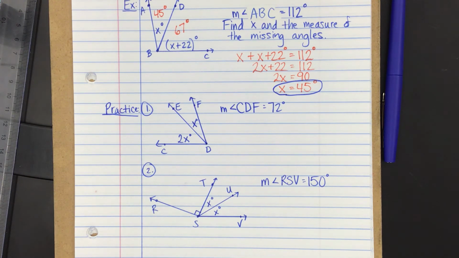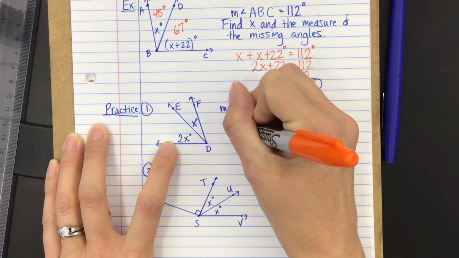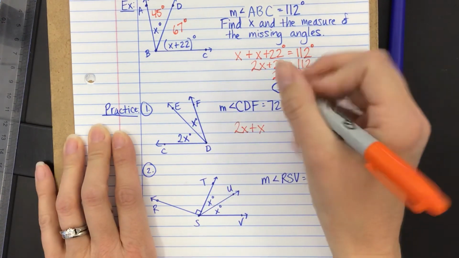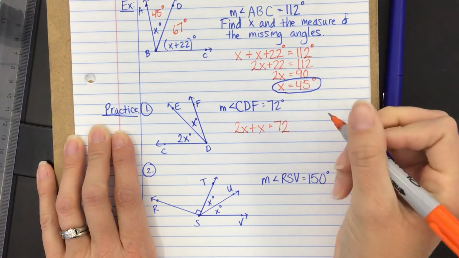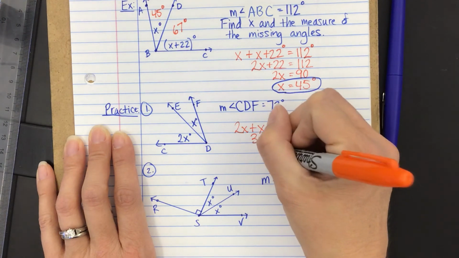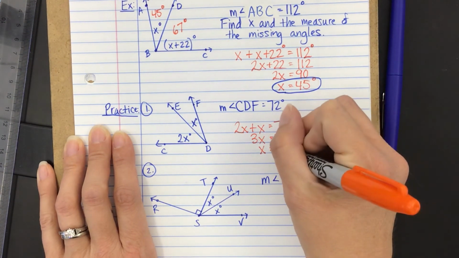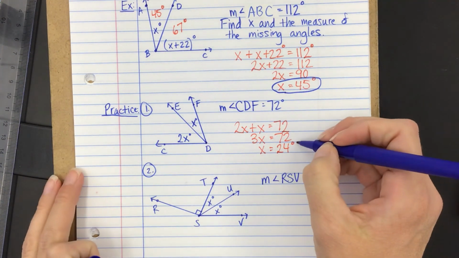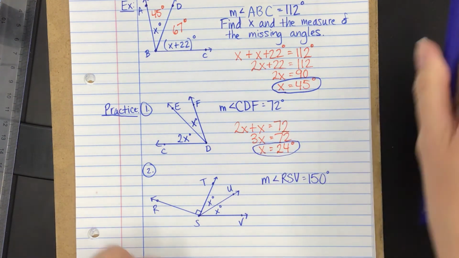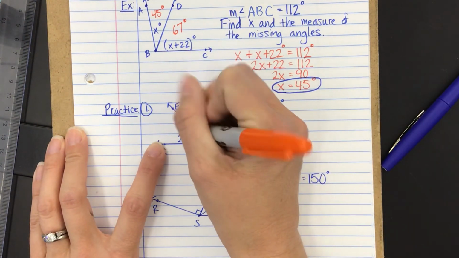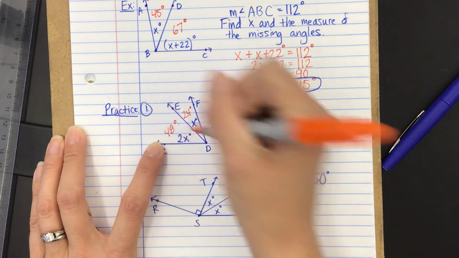Let's go ahead and go over these two problems. For this one, this first angle is 2x, the second angle is x, and the whole thing, CDF, is 72 degrees. So we can combine like terms, divide both sides by 3, and I believe you get 24 degrees. Okay. So we found x, and then we're going to find our missing angles too. So this will be 24 degrees, and twice 24 is 48 degrees.